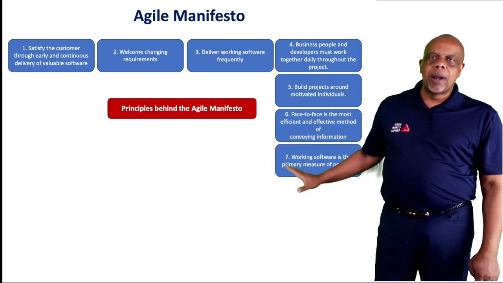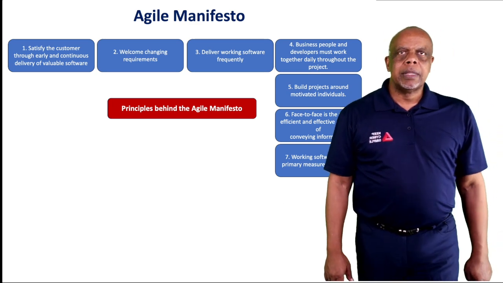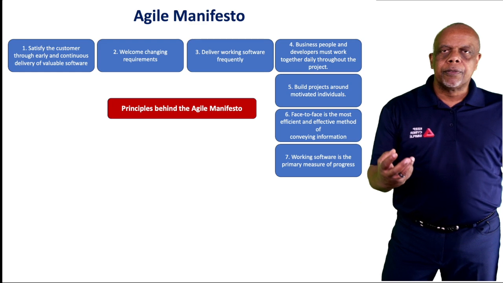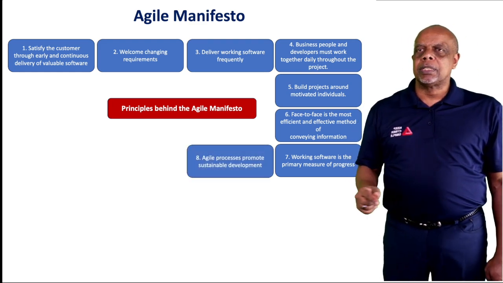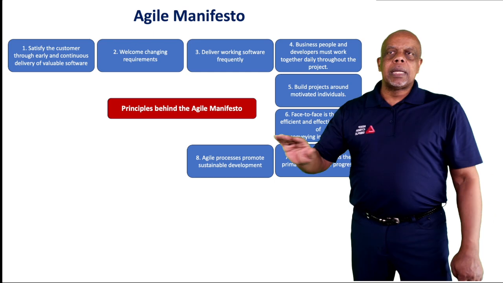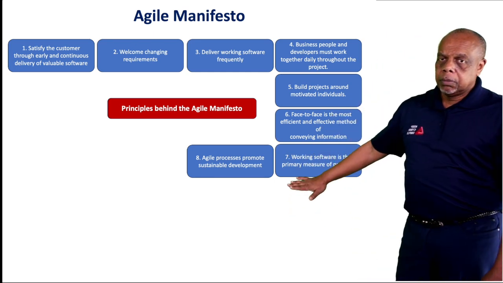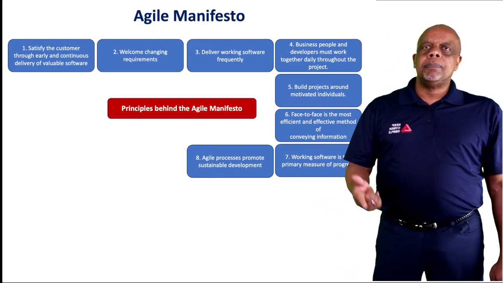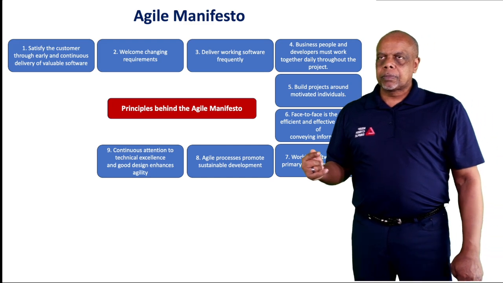Working software is the primary measure of progress. Not saving money, not all these other things, but can we deliver a piece of software that works? That is the measure of success. The Agile process promotes sustainable development. So not only am I going to give you software that works, but I'm also going to be able to sustain that software, update that software, keep it current, keep it tech refreshed.